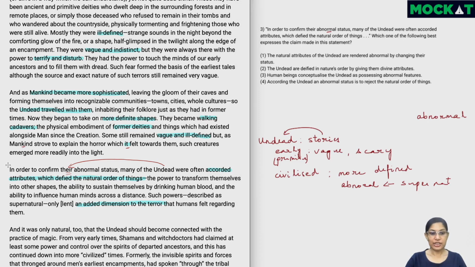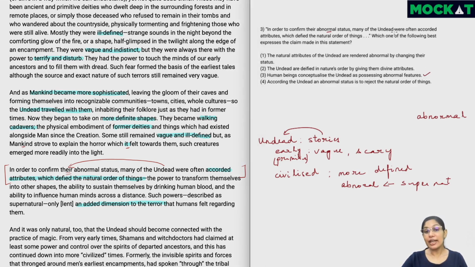So now that we've understood this particular sentence, let's go ahead and solve this question. Which one of the following best expresses the claim made in this statement? Now, this sentence is simply saying that humans came up with some supernatural attributes for the undead, and that was done just to prove that they were abnormal. If we look at the options, the one which is closest to that is the third one. Human beings conceptualize the undead as possessing abnormal features, which is exactly what it is.